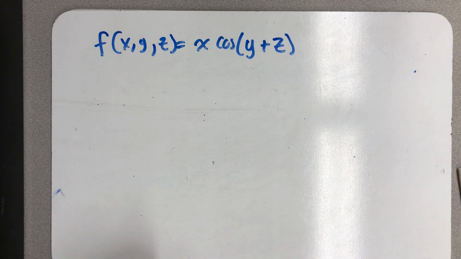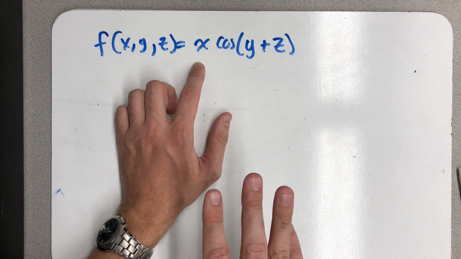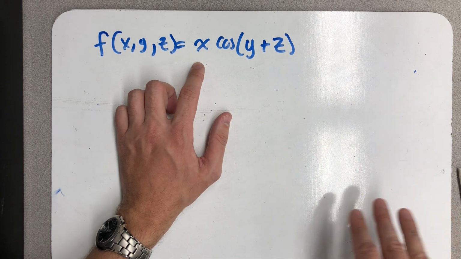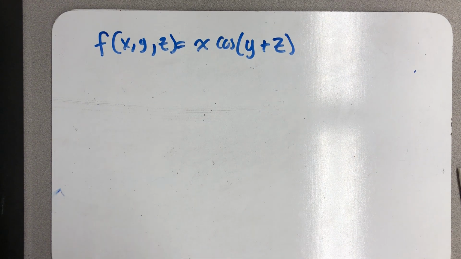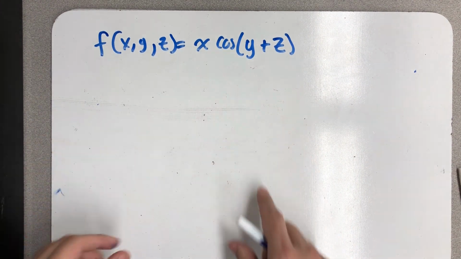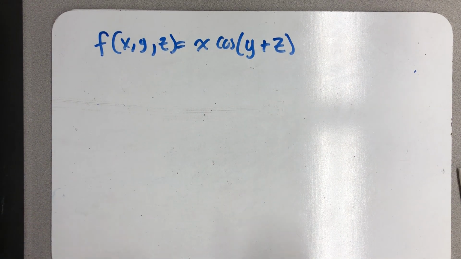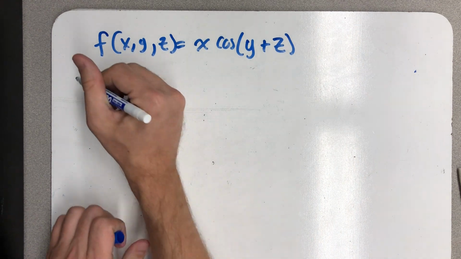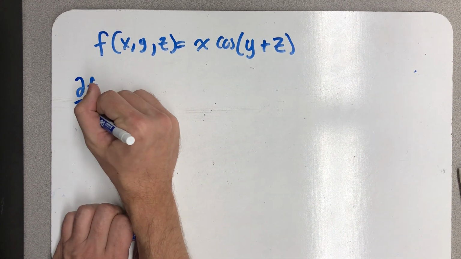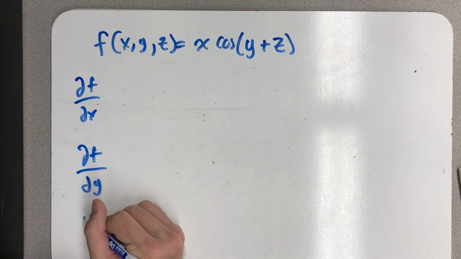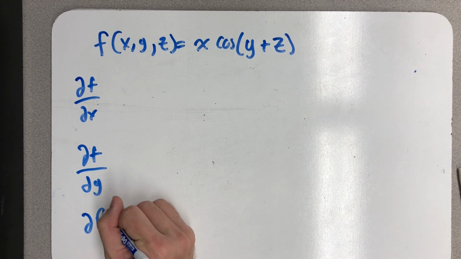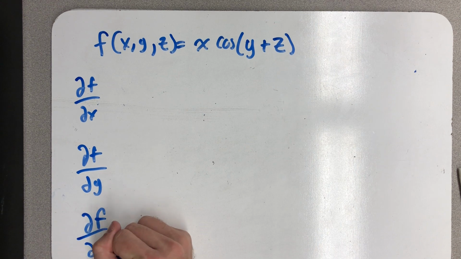I calculate a partial with respect to x by treating x like a variable and y and z like constants. Partial with respect to y, y is my variable. I treat both x and z like they're constants. And finally, a partial with respect to z is calculated by treating both x and y like they're constants. In fact, pause the video after I write this next bit down and see if you can calculate these 3 partial derivatives just by treating the other 2 variables like they're constants.